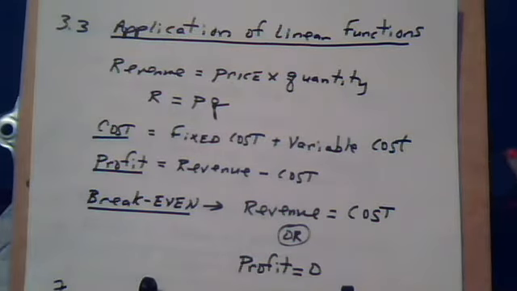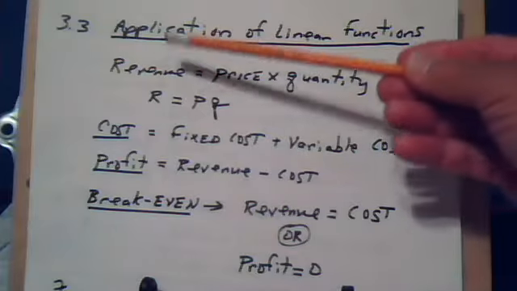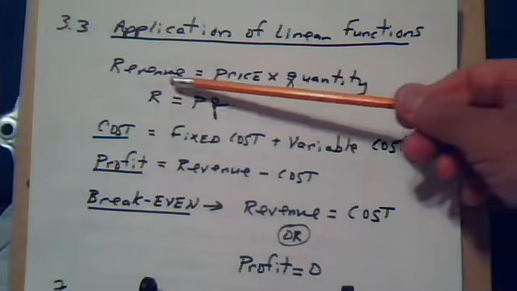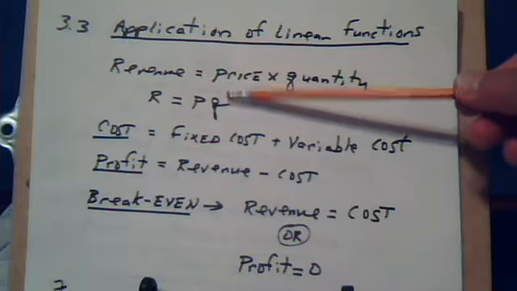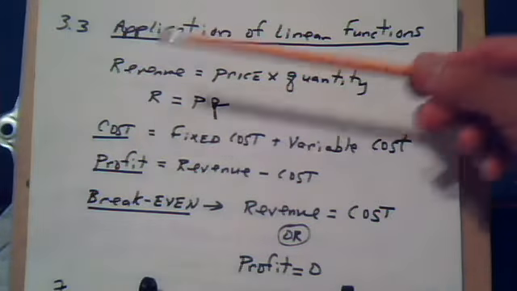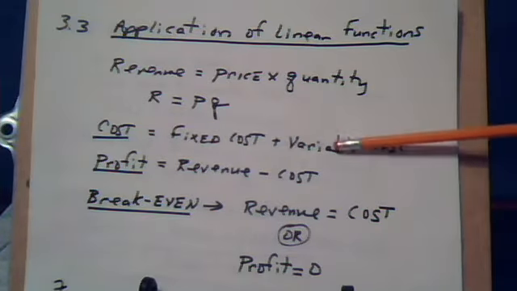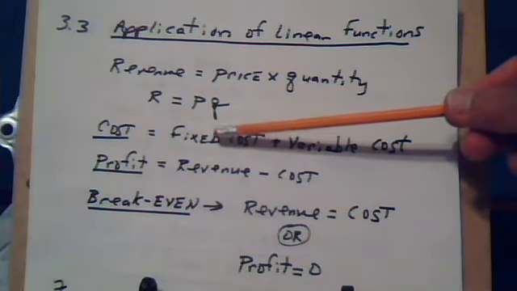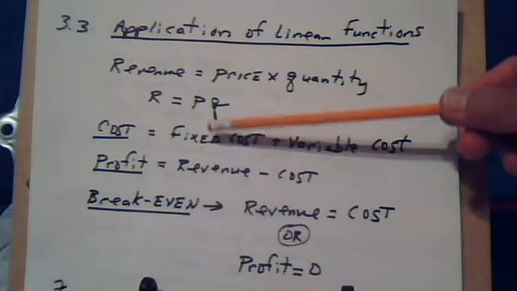Application of linear functions. We have revenue, that's price times quantity. This is the abbreviation in the formula: R equals price times quantity, P times Q. Cost is fixed cost plus variable cost. Fixed cost would be something like you have to pay the utilities. That doesn't change even though we're going bankrupt.